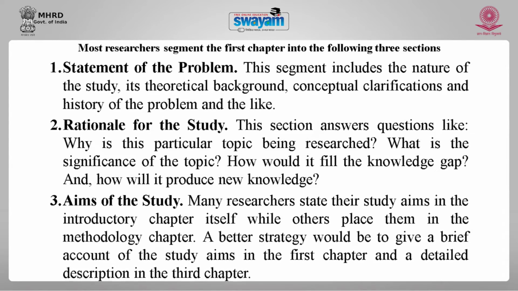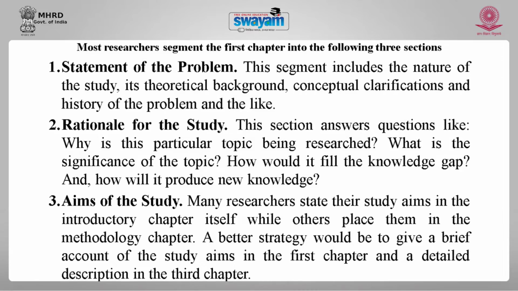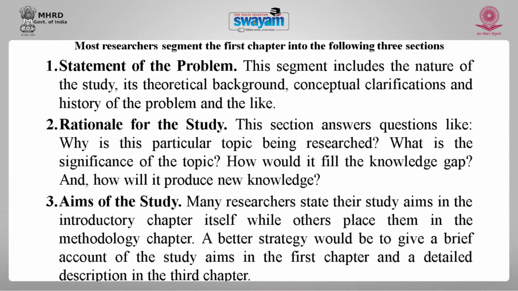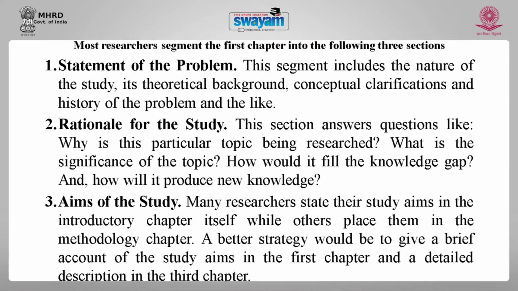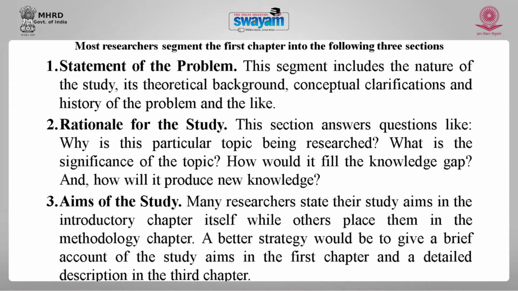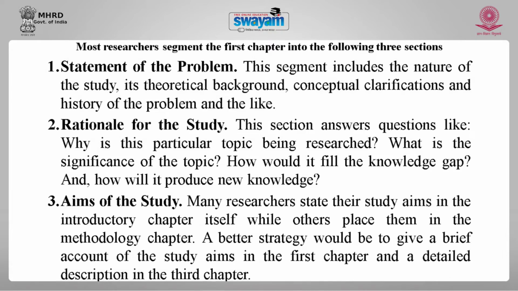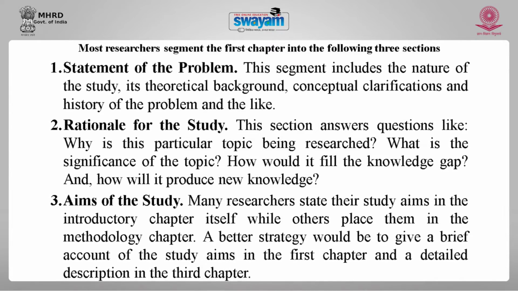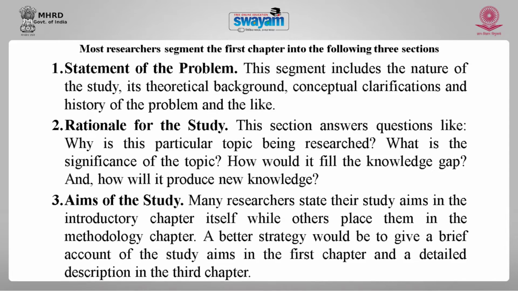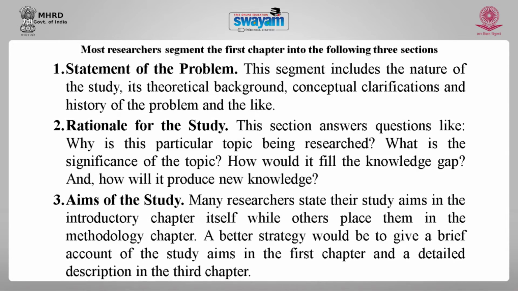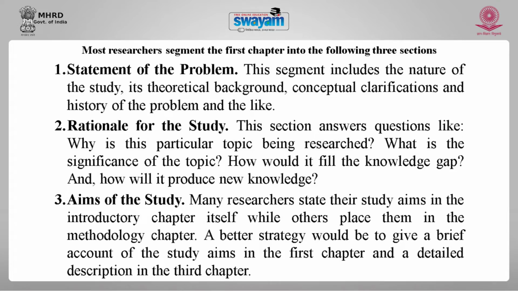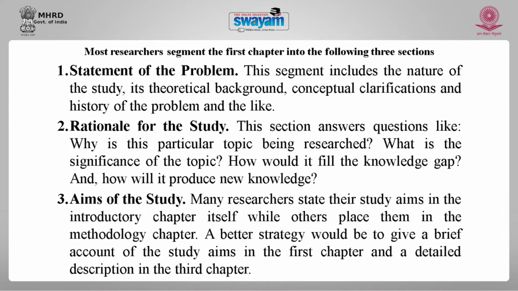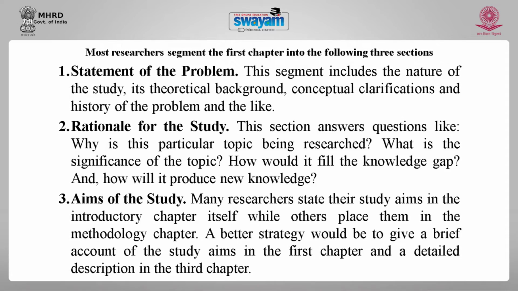This section answers questions like, why is this particular topic being researched? What is the significance of the topic? How would it fill the knowledge gap? And how will it produce new knowledge? The third section deals with the aims of the study. Many researchers state their study aims in the introductory chapter itself, while others place them in the methodology chapter. A better strategy would be to give a brief account of the study aims in the first chapter and a detailed description in the third chapter.